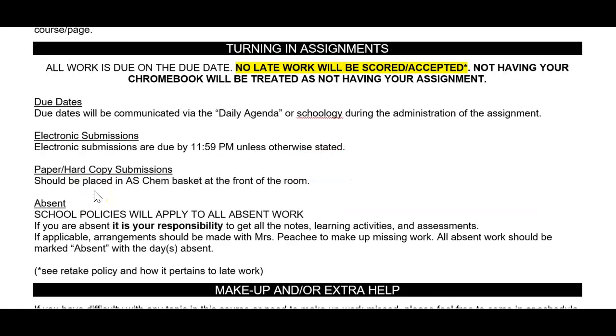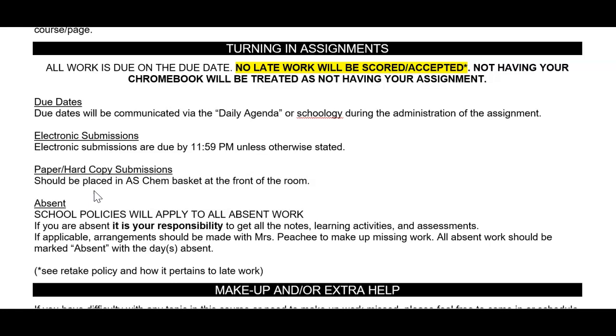All right, turning in assignments. All work is due on the due date. No late work will be scored or accepted. Not having your Chromebook will be treated as not having your assignment. Okay, due dates. Due dates will be communicated via the daily agenda or Schoology during the administration of the assignment. Electronic submissions are due by 11:59 unless otherwise stated. If you're turning something in hard copy, and we're in the building, you will want to turn it into your AS Chem basket in the front of the room.